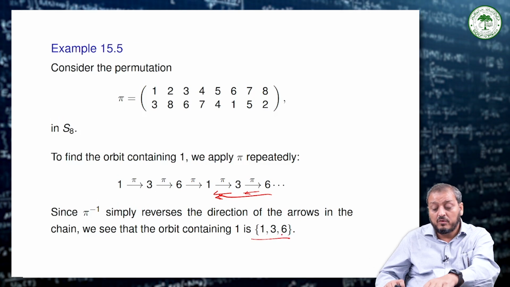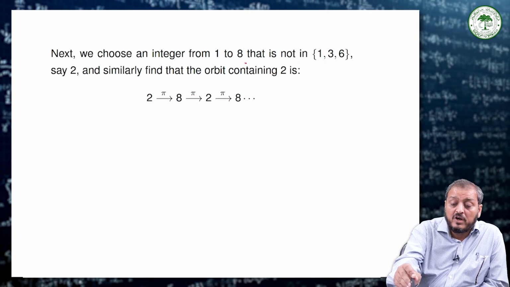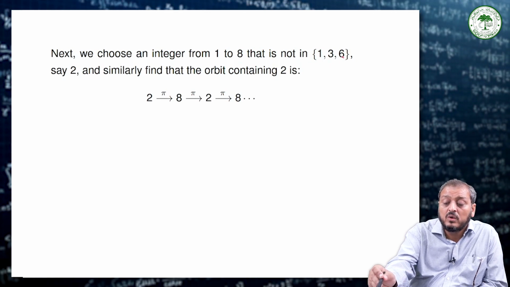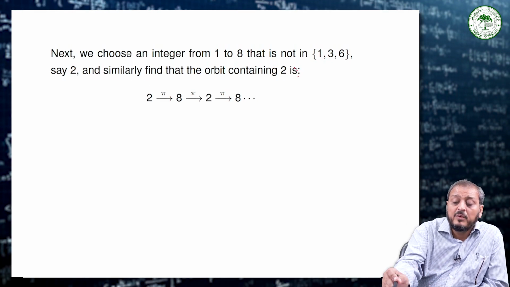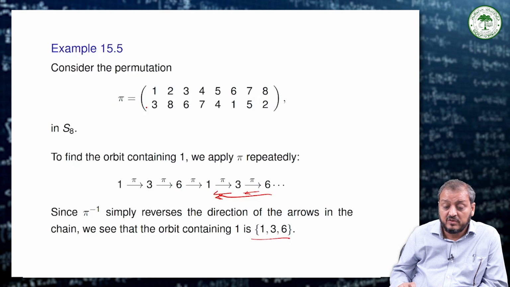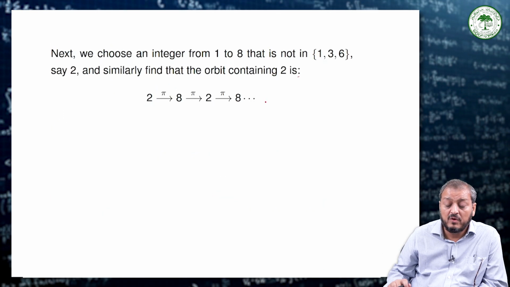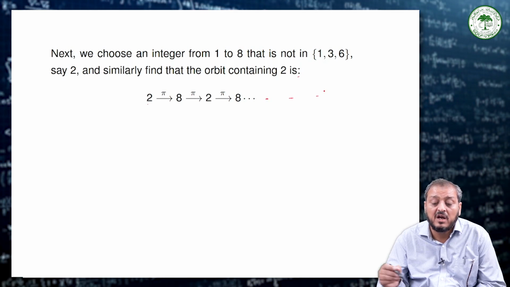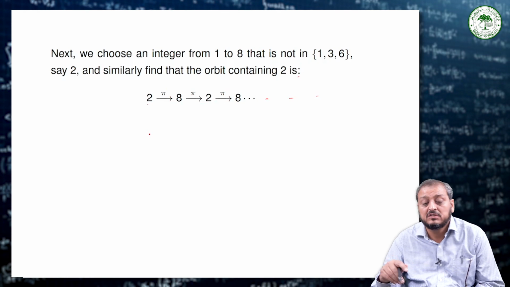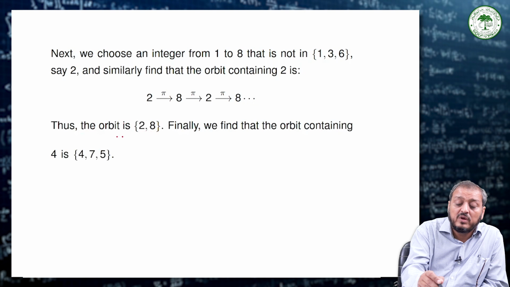Similarly, next we choose an integer from 1 to 8 that is not in {1, 3, 6}, simply 2, and find the orbit containing 2. Here 2 goes to 8 and then 8 goes to 2, and the repetition starts again. Reversing with π inverse gives the same. So the orbit of 2 is {2, 8}.